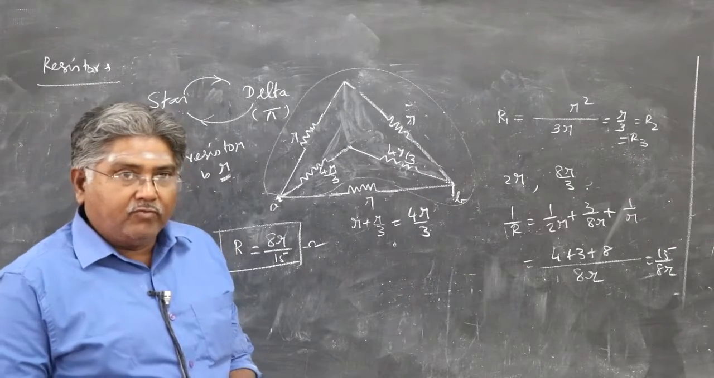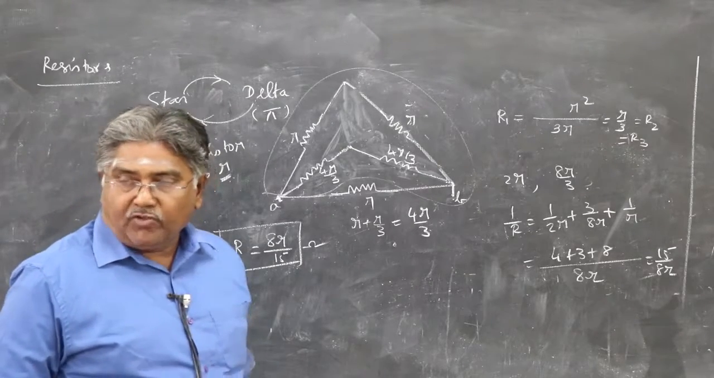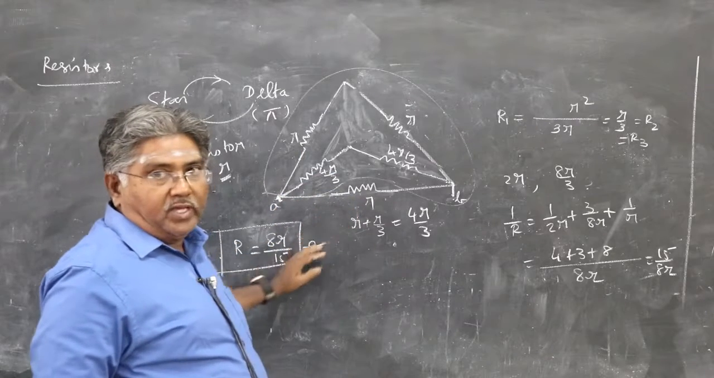So here what we have done is converted the delta form into star form. The problem got simplified and we arrived at the answer.